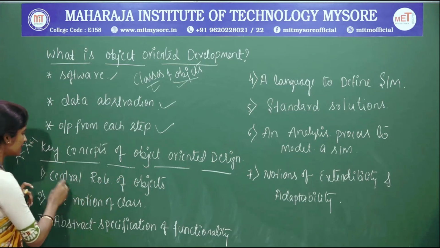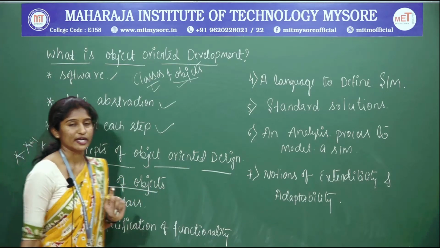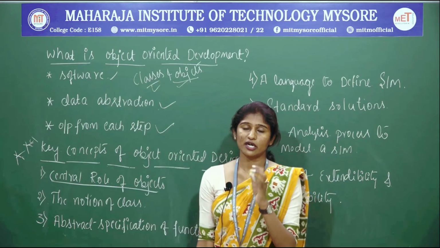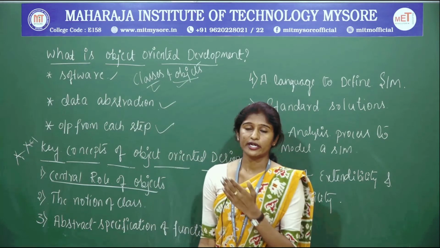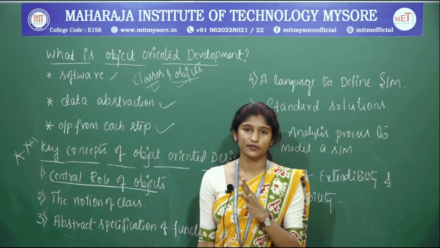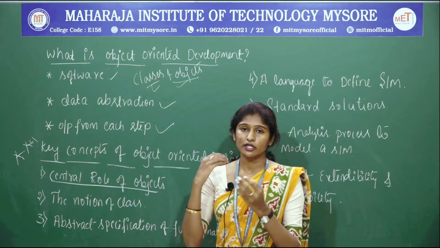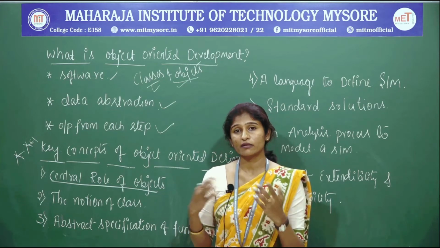The very first one, central role of an object. So an object is nothing but a basic unit, a basic unit in order to design object oriented programming. So you should have objects, right? It is going to play a central role. Using an object you can perform n numbers of activities.